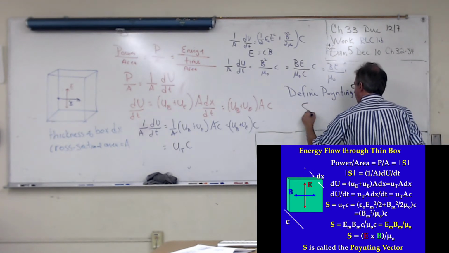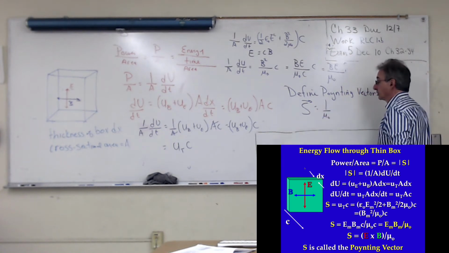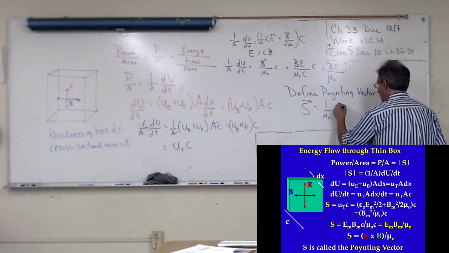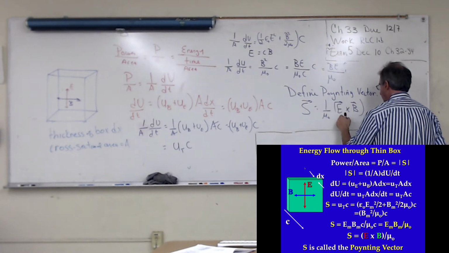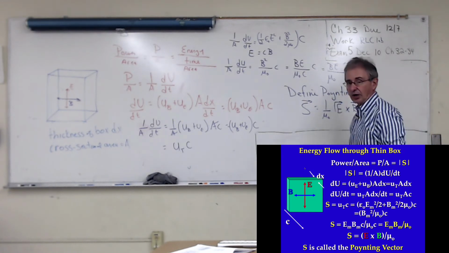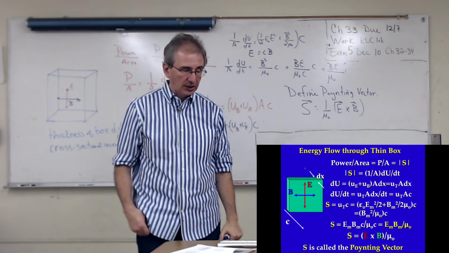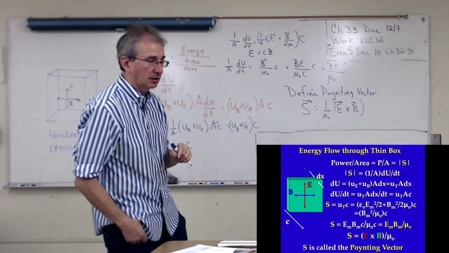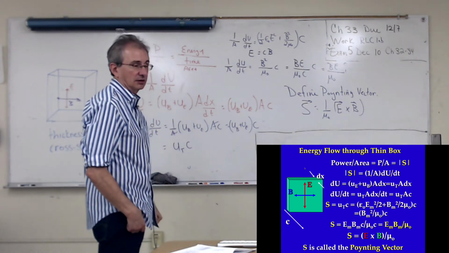Which is going to be given by the letter S, is 1 over mu naught times E cross B. The direction of this is in the direction of travel of the wave. And it represents the amount of energy per unit area going through that box.